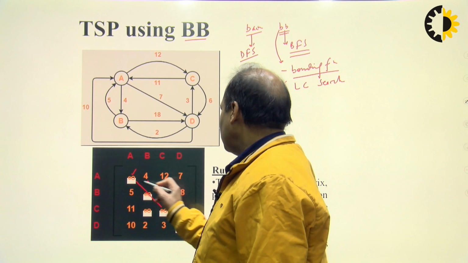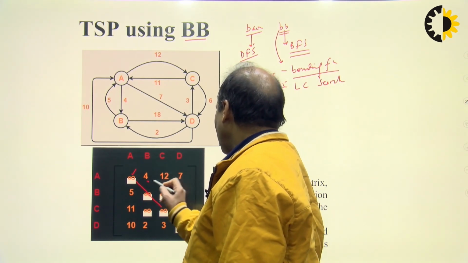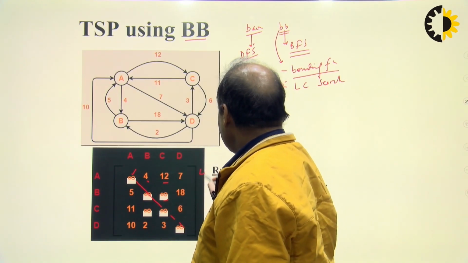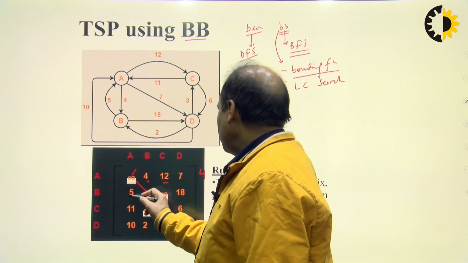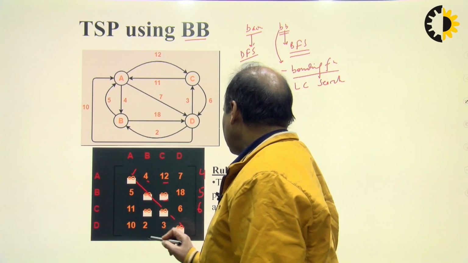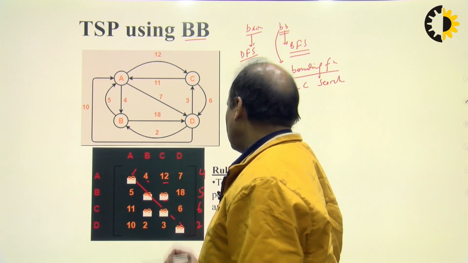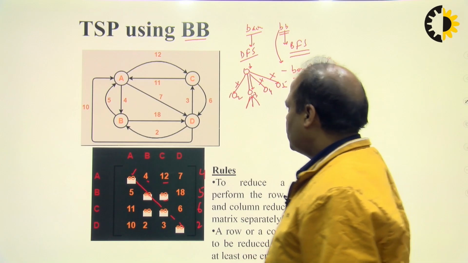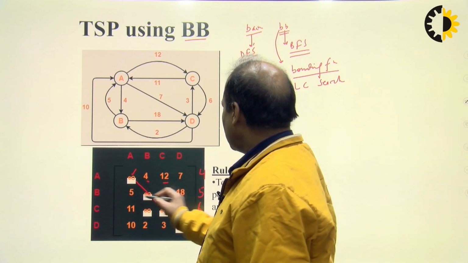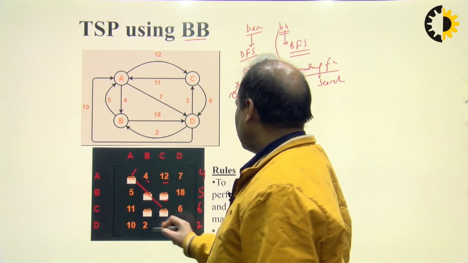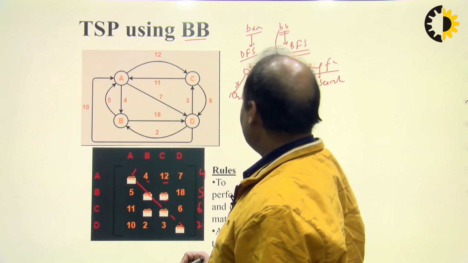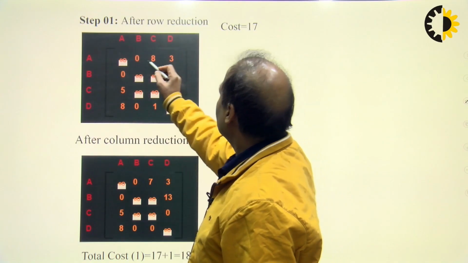Suppose here we take the minimum value. So 4, 12, 7. What is the minimum here? The minimum is 4. And what is the minimum here? 5. What is the minimum here? This is 6. And here? This is 2. That means we can reduce the rows. Reduce means subtract this row by 4, this by 5, this by 6, this by 2.